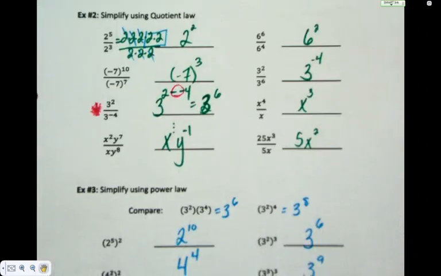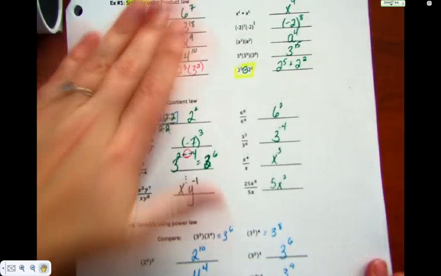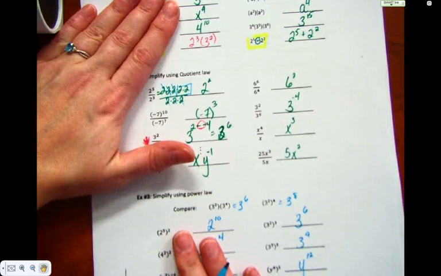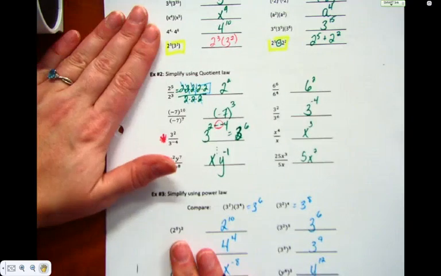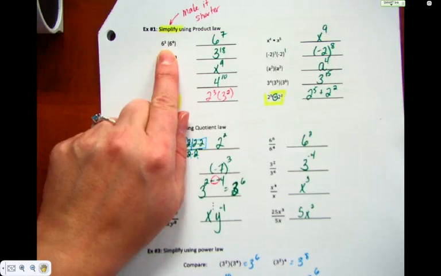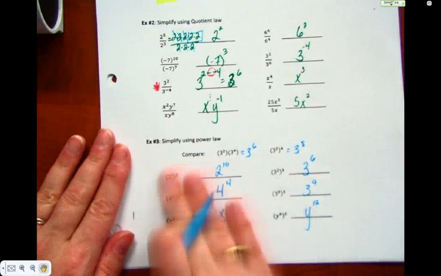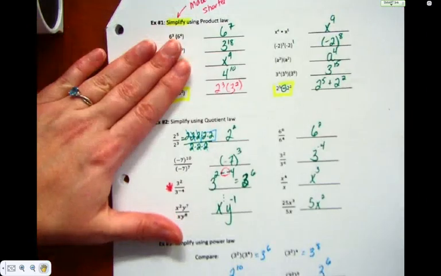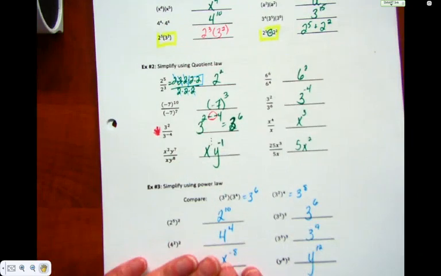Before you turn the page, look at the product law examples. Look at the power law examples. You need to understand which one it is if the question doesn't tell you. What's the difference? It's the number of bases. How many 6's do we have way up in this first example? We have 2. How many bases do we have in all of these examples? 1. So this has 2 bases, you add. 1 base, you multiply.